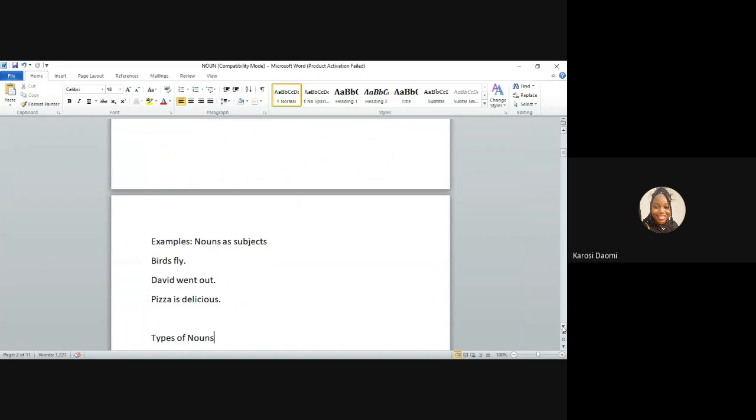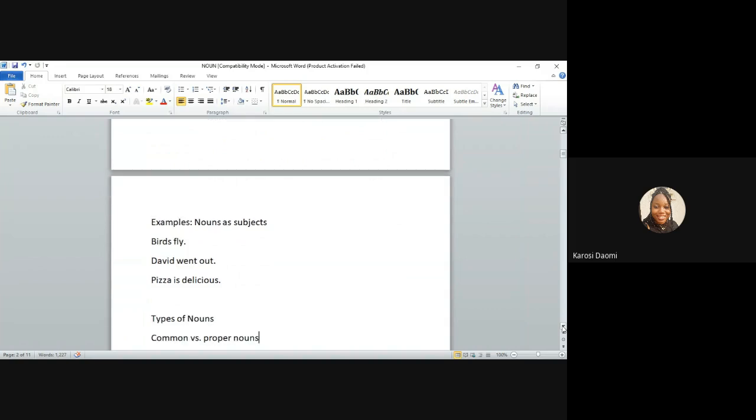Now you have examples, nouns as subject. You have birds fly. Now, birds here is the noun and fly is the action. Birds fly. So the bird is doing the action of flying. Then the next example, David went out. Now, the noun here is David. Now, the action here is went out. So David is performing the action of going out. So David is the subject, went is the verb, and David is the doer of the action.